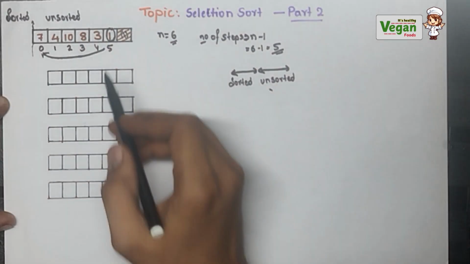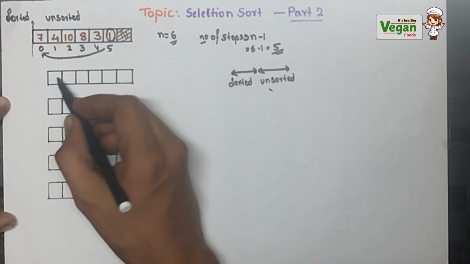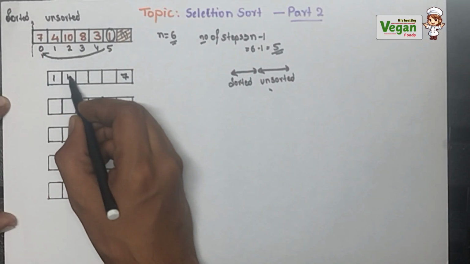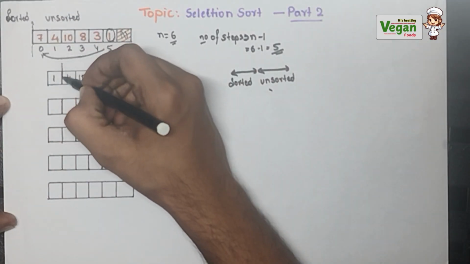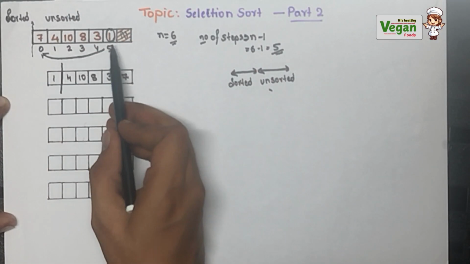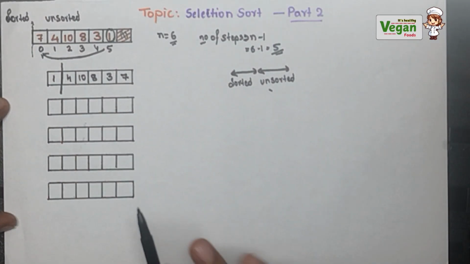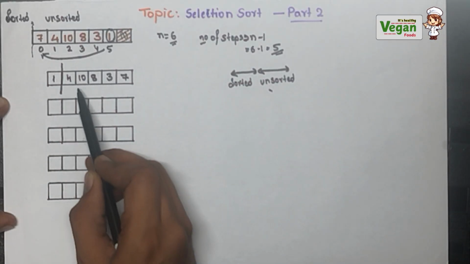So what will happen? 1 will go to 7's place and 7 will go to 1's place. So 1 will be coming here and 7 will be going here. Now all the intermediate elements will be the same. So my sorted sublist has come up to here because one element I shifted now. So I have one sorted element. Now this is the unsorted elements, this is the sorted element.